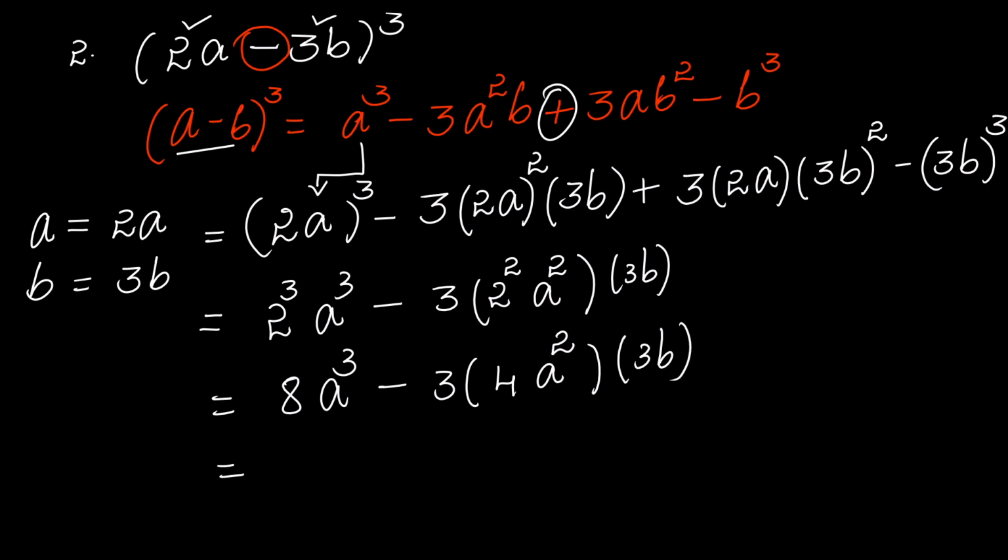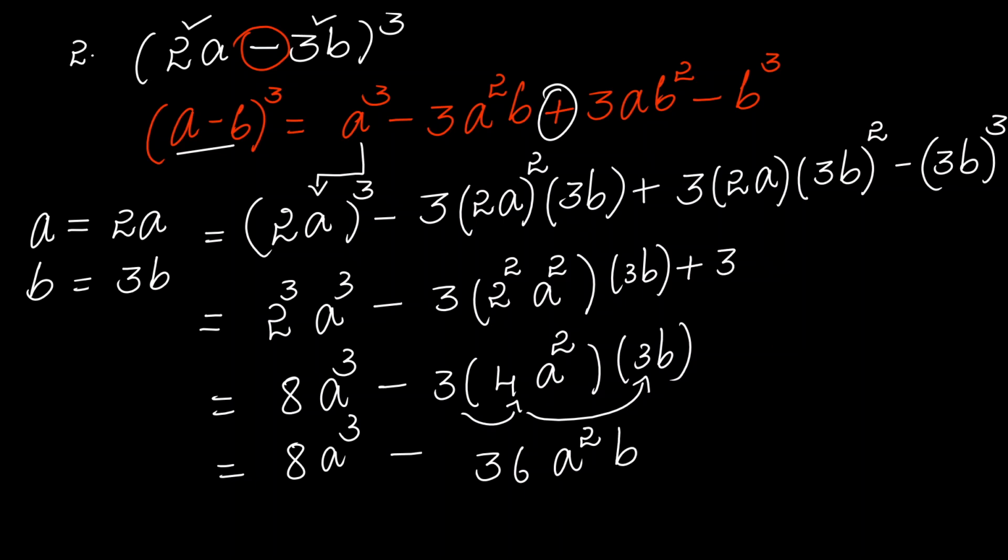Now you multiply all the numerical numbers. So we have here 3, 4 and 3. What is 4 into 3? 4 3s are 12 and 12 into 3 is 36. So write 36a square b. Now let's solve the next term. Here we have 3 multiplied by 2a multiplied by (3b) square. So what is (3b) square? (3b) square is 9b square.